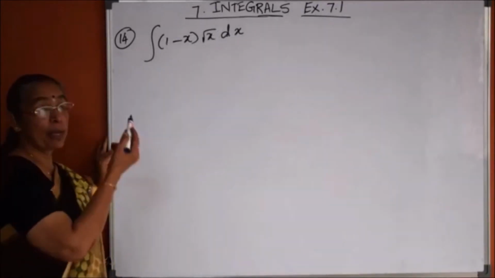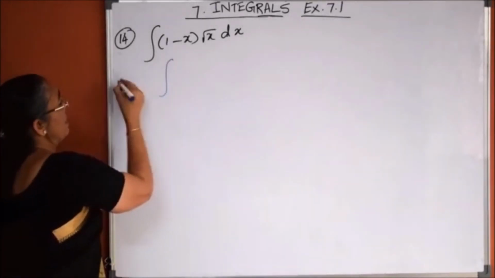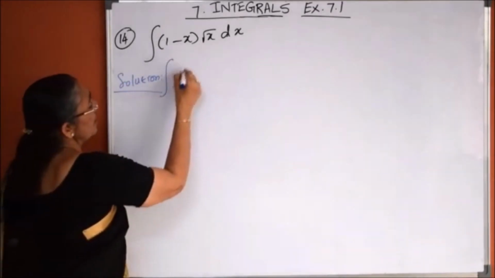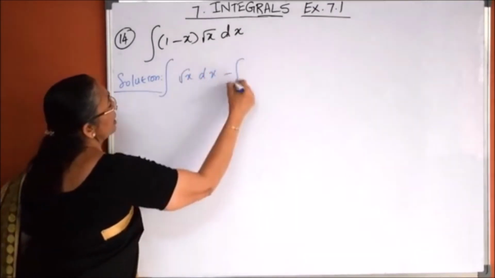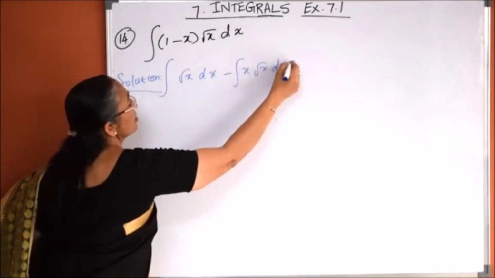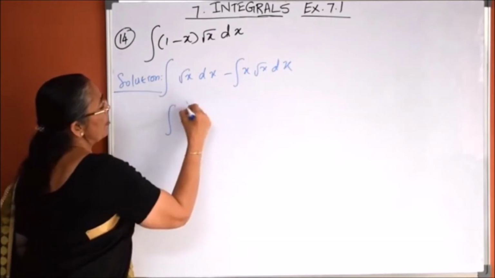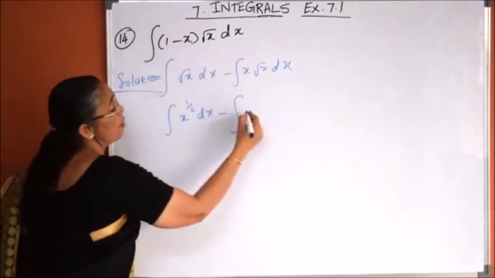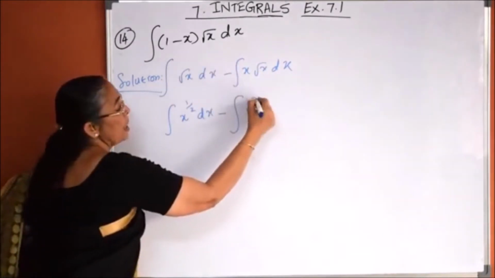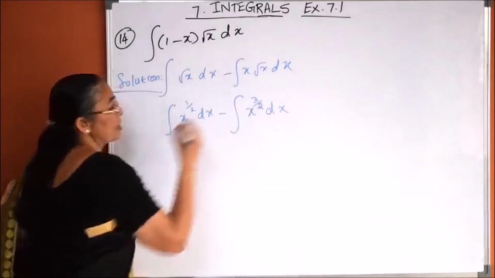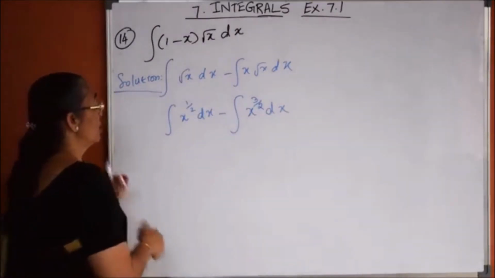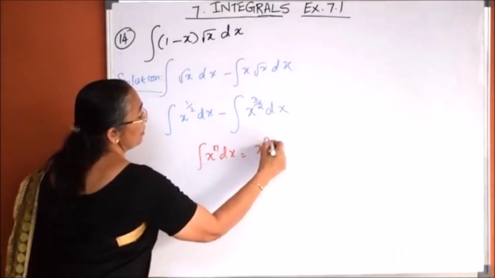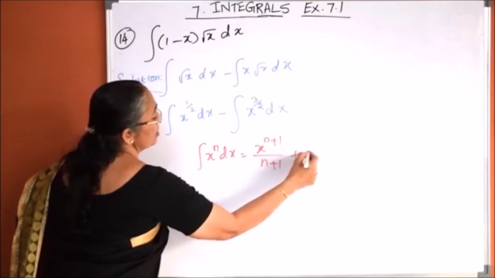Now integration of 1 minus x times root x dx. Let me multiply first. Integration of 1 times root x dx minus integration of x root x dx. This is integration of x to the power half dx minus integration of, this is x power 1 and x power half, which will be x to the power of 1 plus half, x to the power of 3 by 2 dx. Now the formula to find out integration of x power n dx is nothing but x to the power of n plus 1 by n plus 1 plus c.